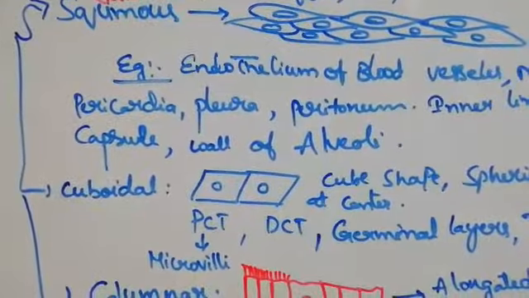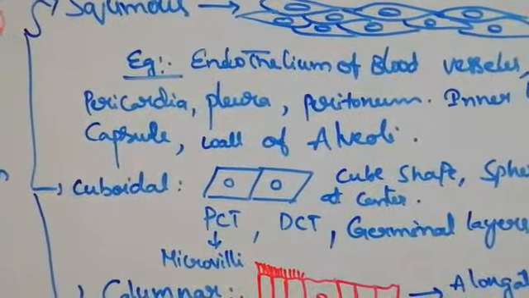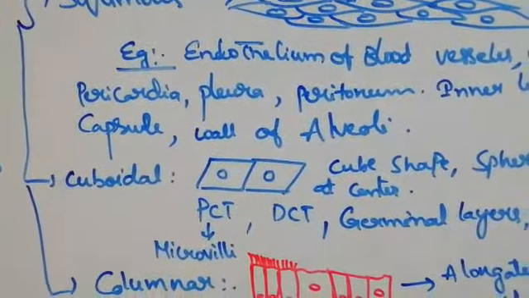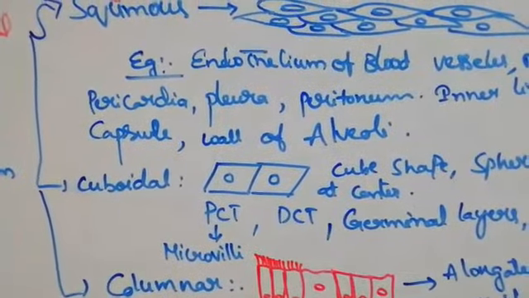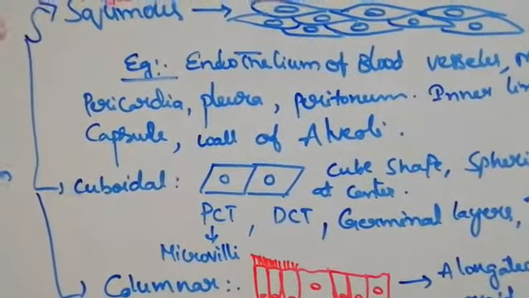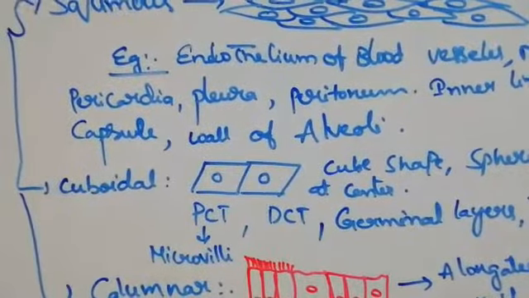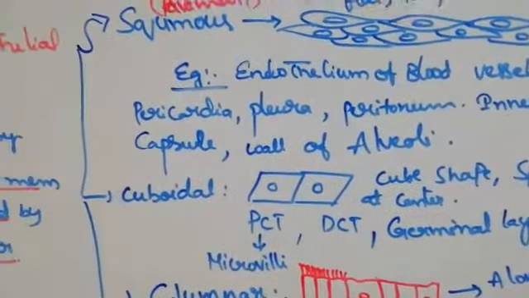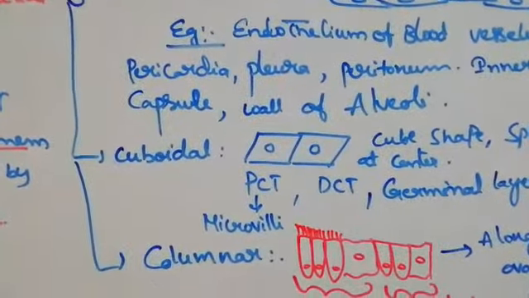Examples: endothelium of blood vessels, mesothelium like pericardium, pleura and peritoneum. And it is also the inner lining of the Bowman's capsule, so that means the nephron, which is helpful for filtration, and the wall of alveoli, which is for diffusion.